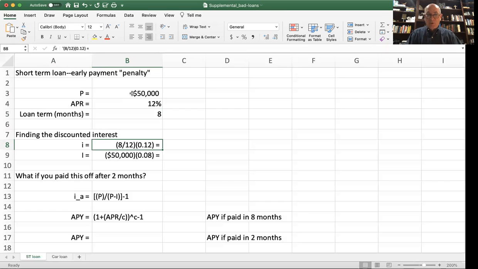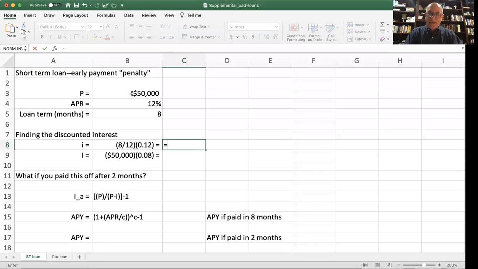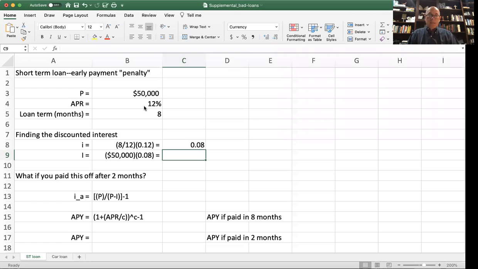And this is kind of a no-brainer, right? It looks like this will be pretty easy to calculate. It's a number of months divided by 12 months in a year. Maybe I should put some parentheses around here. Divided by 12, and then times the APR. And I bet we get 8%. What do you bet? There we go, 8%. Okay, so we have an 8%, 8% is the interest we'll pay over the 8 months.